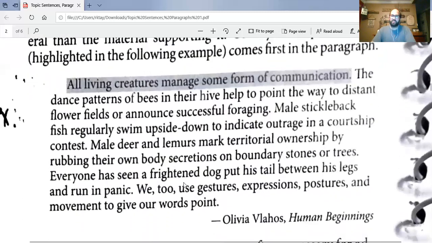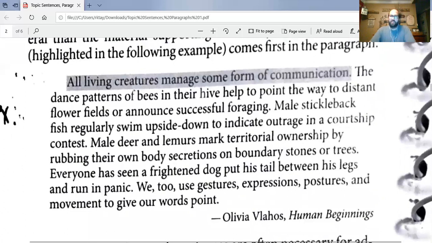So a great example here, and this may be simple for some, but I think it's a good refresher: this paragraph says, all living creatures manage some form of communication. That is the topic sentence of this paragraph. So the only thing this paragraph should talk about is living creatures and forms of communication. It shouldn't talk about spaceships. And if we look through the paragraph, it says bees and their dance patterns. Males swim regularly upside down. Male deer and lemurs mark territorial ownership by rubbing body secretions. Dogs put their tail between their legs. And we too use gestures, expressions, postures, and movement to give our words points.